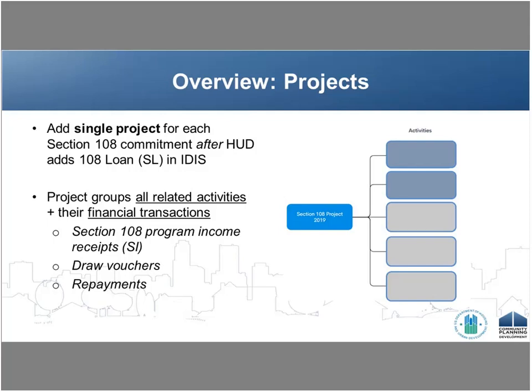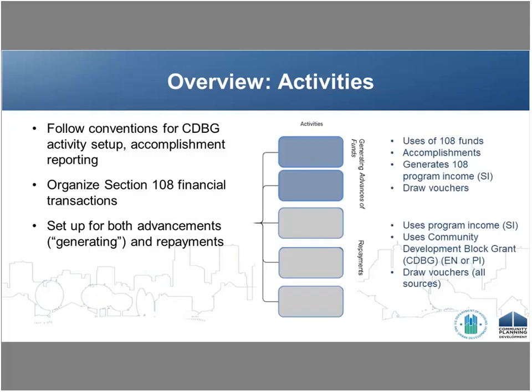So we will see all of our activities, we will see our program income receipts, we'll be able to locate our drawdown vouchers, we'll be able to find our repayment activities. And this is really for simplicity with the borrower in IDIS and our office when it comes to technical assistance. This is also a requirement in IDIS that you have to associate activities with a project.